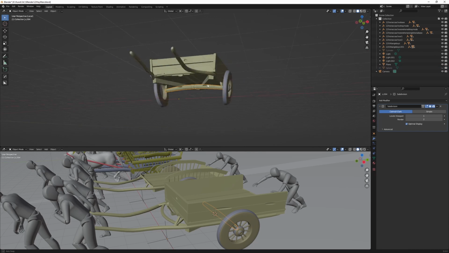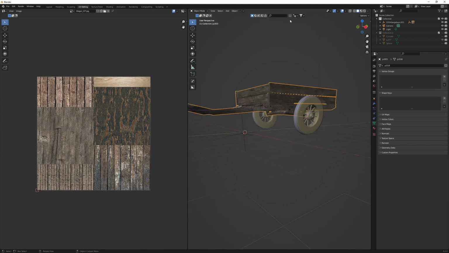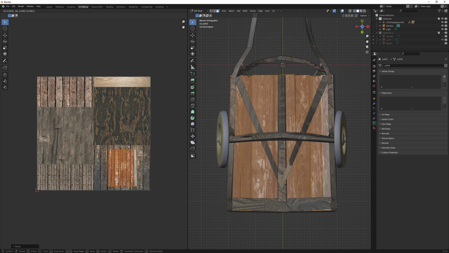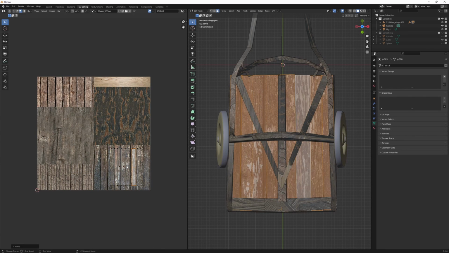I clean up the model in Blender and then start a trim sheet of various wood textures in Photoshop. These I then project onto the model. The first model took me roughly an hour to texture, including making the trim sheet, and the second took only 30 minutes because the workflow was fresh in mind.